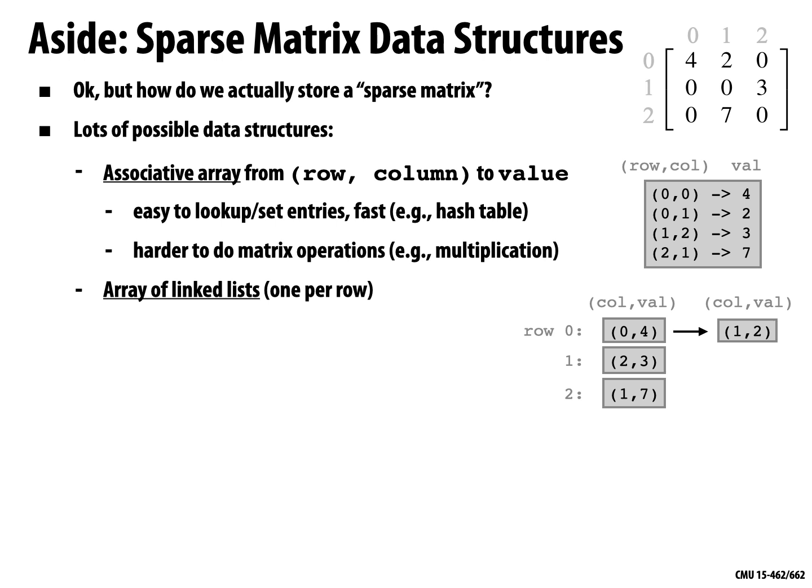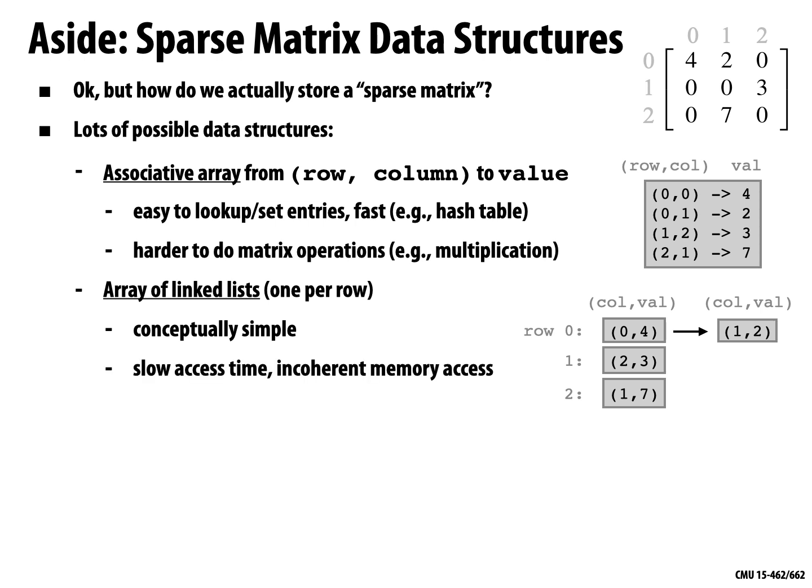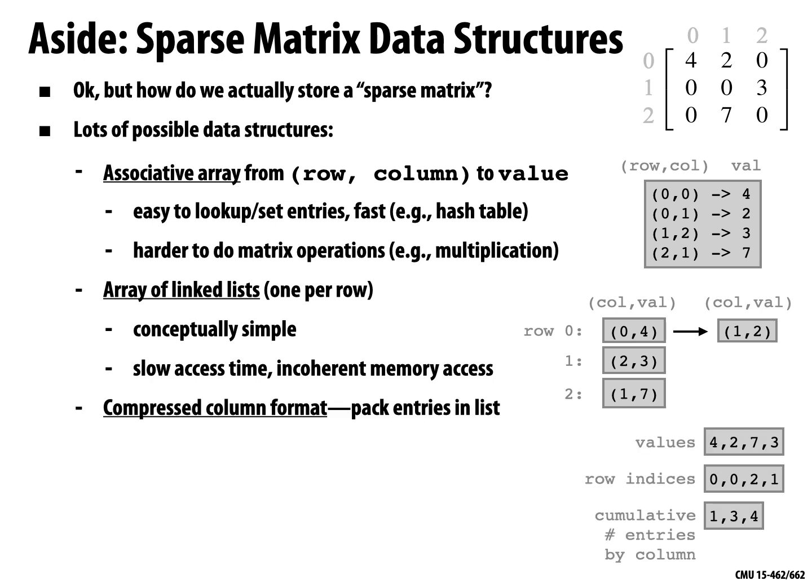Okay, so this is really conceptually simple. If you understand how a linked list works, then you understand how this sparse matrix representation works, an array of linked lists. On the other hand, it's pretty slow to access. As usual with linked lists, I have to walk down the list until I find the entry I'm looking for. And I have pretty incoherent memory access. Unless I'm really careful about how these pointers are set up, I'm going to be jumping all over memory as I look at entries.